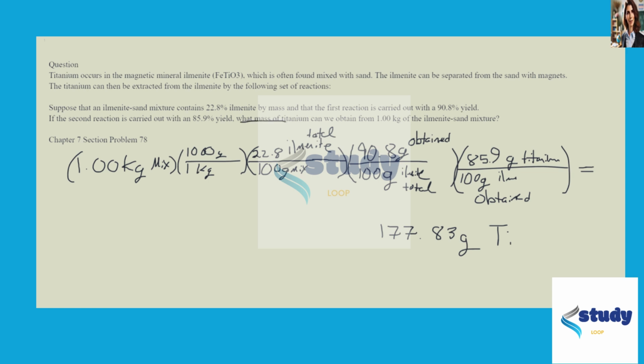What is the mass of titanium we can obtain from a 1 kilogram sample of a mixture? 177.83. If we're considering significant figures, 177.8 grams of titanium.